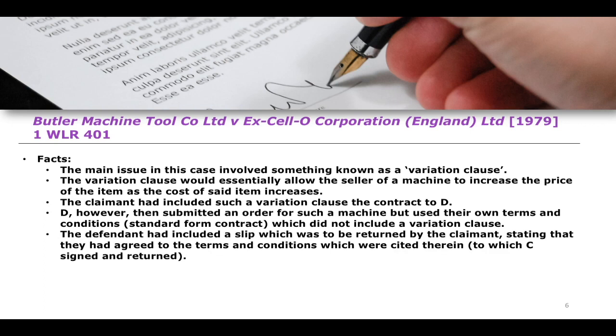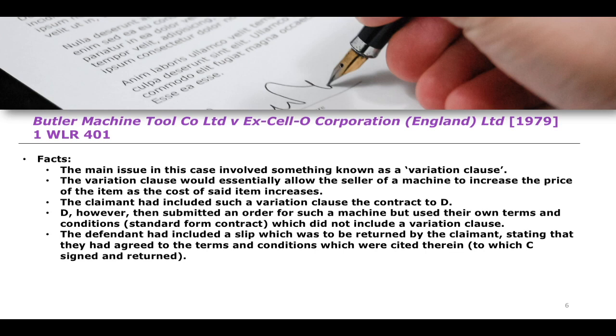Ultimately, the defendant had included a slip which was to be returned by the claimant, stating that they had agreed to the terms and the conditions which were cited therein, i.e., the terms and conditions which were sent by the defendant. So they submitted an order, they included terms and conditions, and they said, please return these terms and conditions as an indication that you accept these terms and conditions.